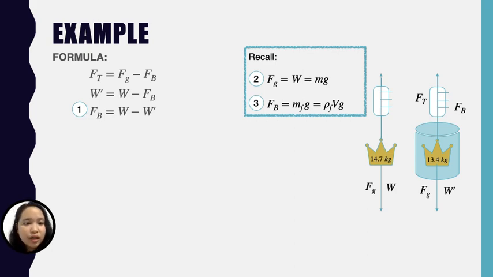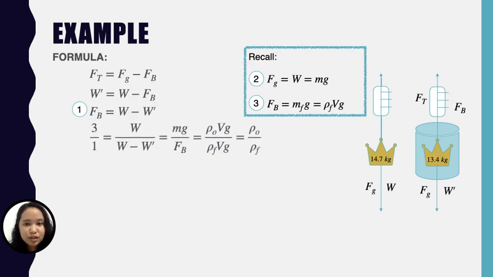Now, your buoyant force is equal to m of the fluid times g, which is equal to the density of the fluid times the volume times your gravity. Let's label that as equation number 3.